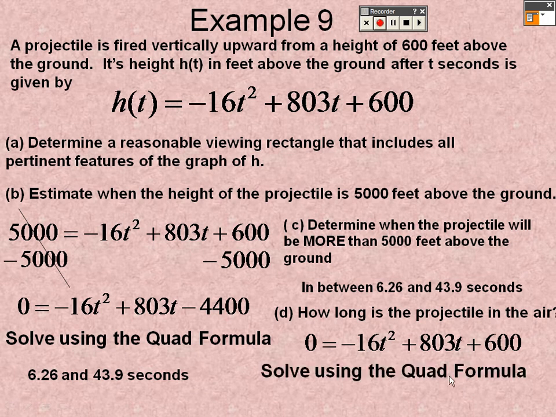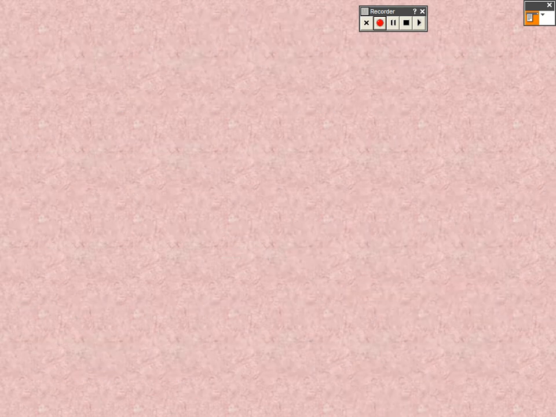And we go and solve that using the quadratic formula, the negative b plus or minus the square root of b squared minus 4ac over 2a. When you plug that in, you end up getting 50.92 seconds. So it's in the air for almost 51 seconds, this projectile. There are your answers.